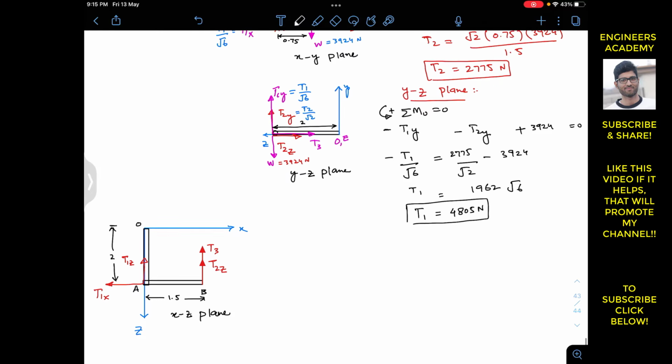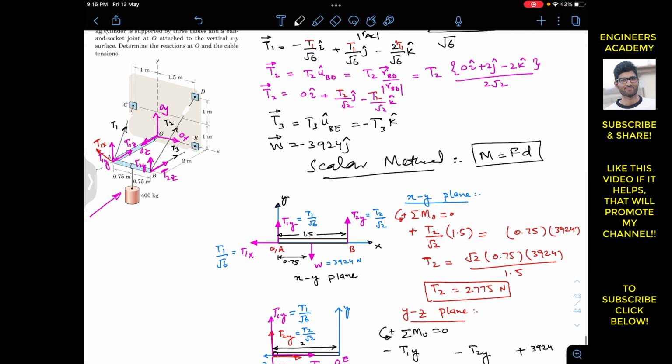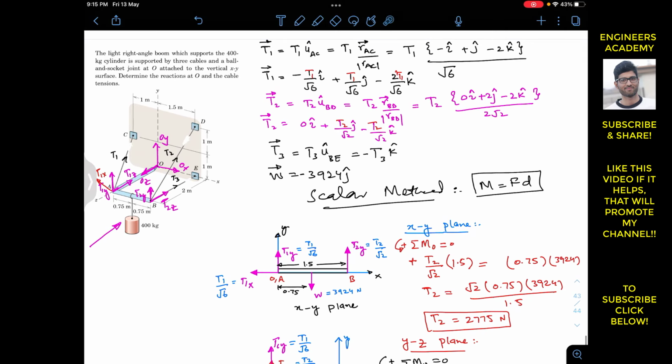Now to find T3, we are going to consider the xz plane of that system. So we have to observe the whole system from this direction. If we observe the whole system from this direction, we will be able to see the xz plane, and then we will be able to see all the components along the x-axis and along the z-axis, and the y components will not be visible since the y-axis will point out of the screen.